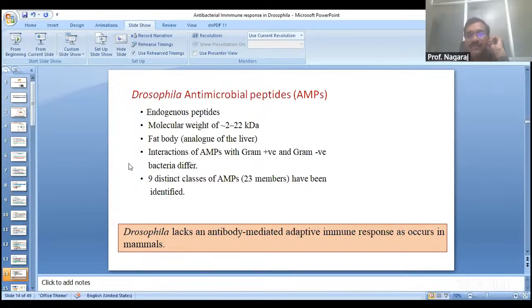So the fly has not developed these AMPs generically against pathogens. Since some bacteria are gram-positive and some are gram-negative, depending upon the type of bacterial strain, these AMPs are going to be produced and interact. In total, around 9 distinct classes of AMPs with 23 members have been identified so far. As I told you, Drosophila lacks an antibody-mediated immune response that occurs in mammals, and it produces only antimicrobial peptides.